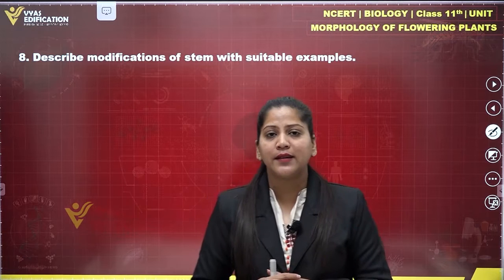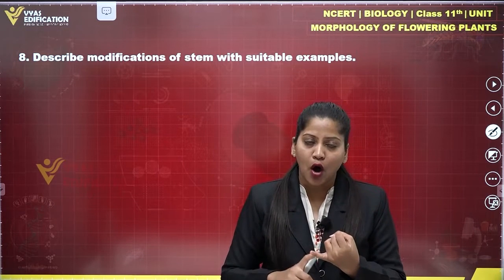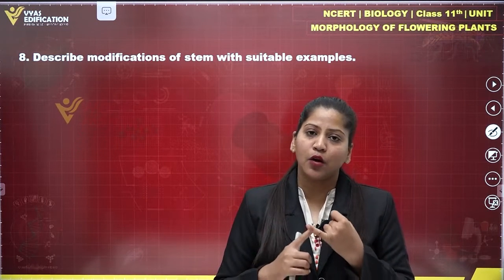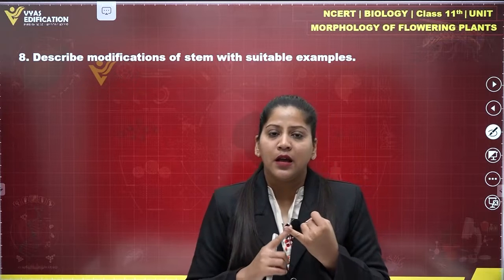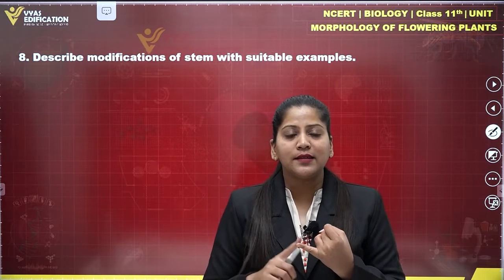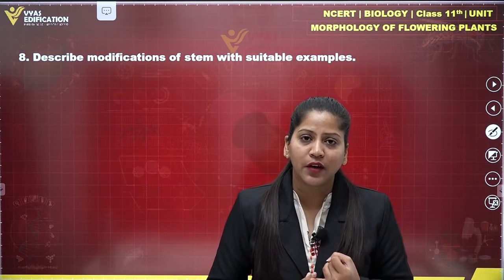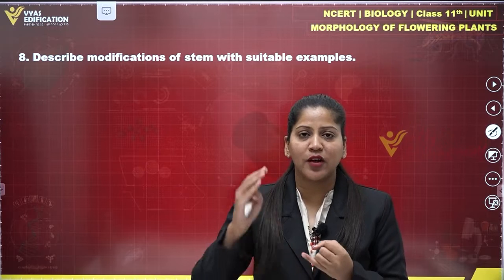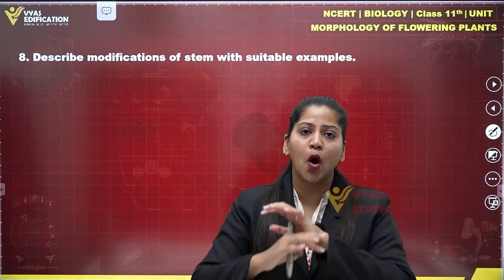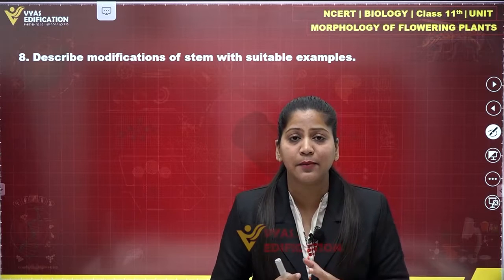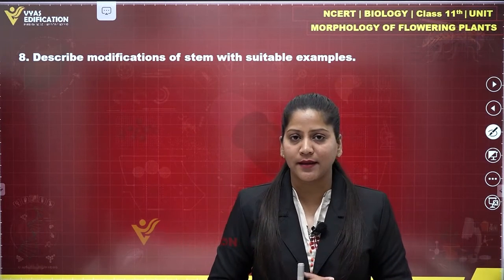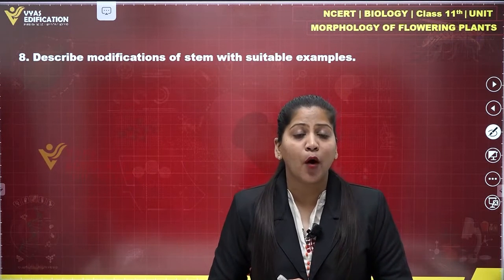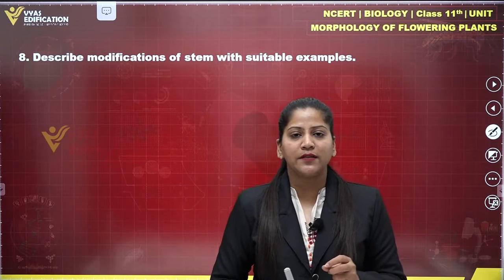So all these are the examples: rhizomes, corms, tubers. Rhizomes in ginger and banana, corms in colocasia and zamikand, then tubers in potato. All these are examples of underground or storage stems, the modified stems found in various kinds of plants. Then the next type of modification of stem is supportive stem. The example of supportive stem we have is tendril.